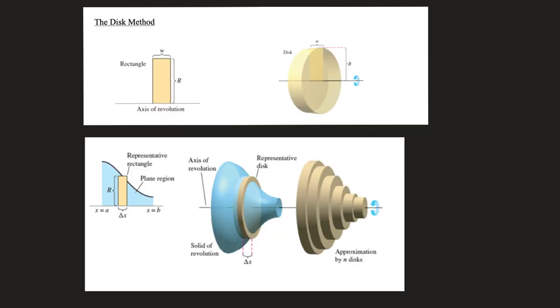This is Calculus 2 class. Now we're going to study volumes. There are three methods to find the volume. First, we're going to discuss the disk method. What is the disk method?